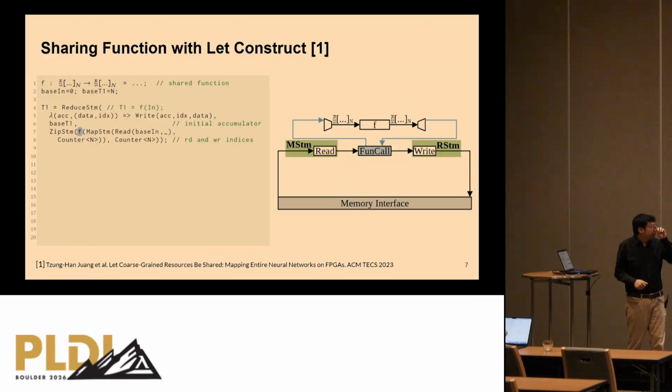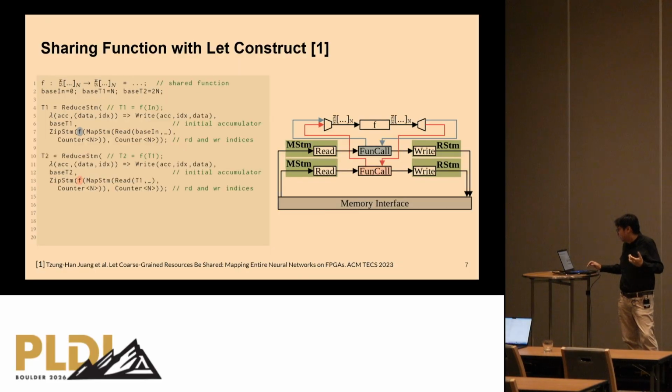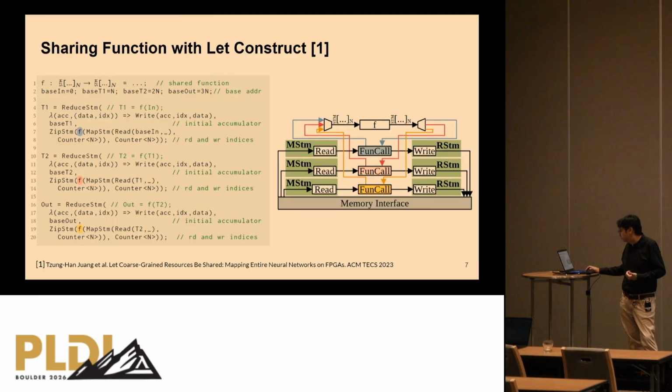Basically, we combine map stream with read to read the data 1 by 1, and then we combine reduce and write to write the data 1 by 1 back to the memory. In the middle we have the function call, which grabs the data from one source, processes it, and then stores the data to the destination. This is the first function call. If we want to call it multiple times, it will be something like this. We want to use the data from T1, and the partial result from T1 is saved to the destination T2. You can see we read T1 again, do another function call, and save to T2. Then we do the same thing for the third function call and save the final result to out.